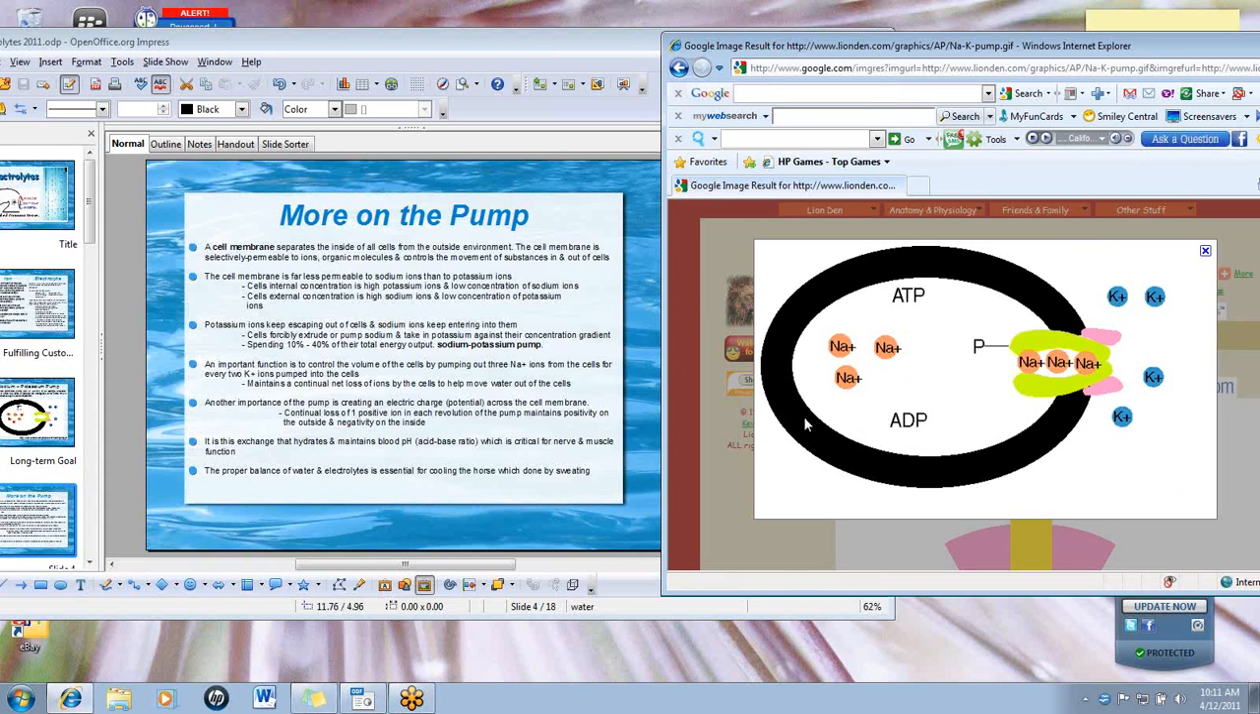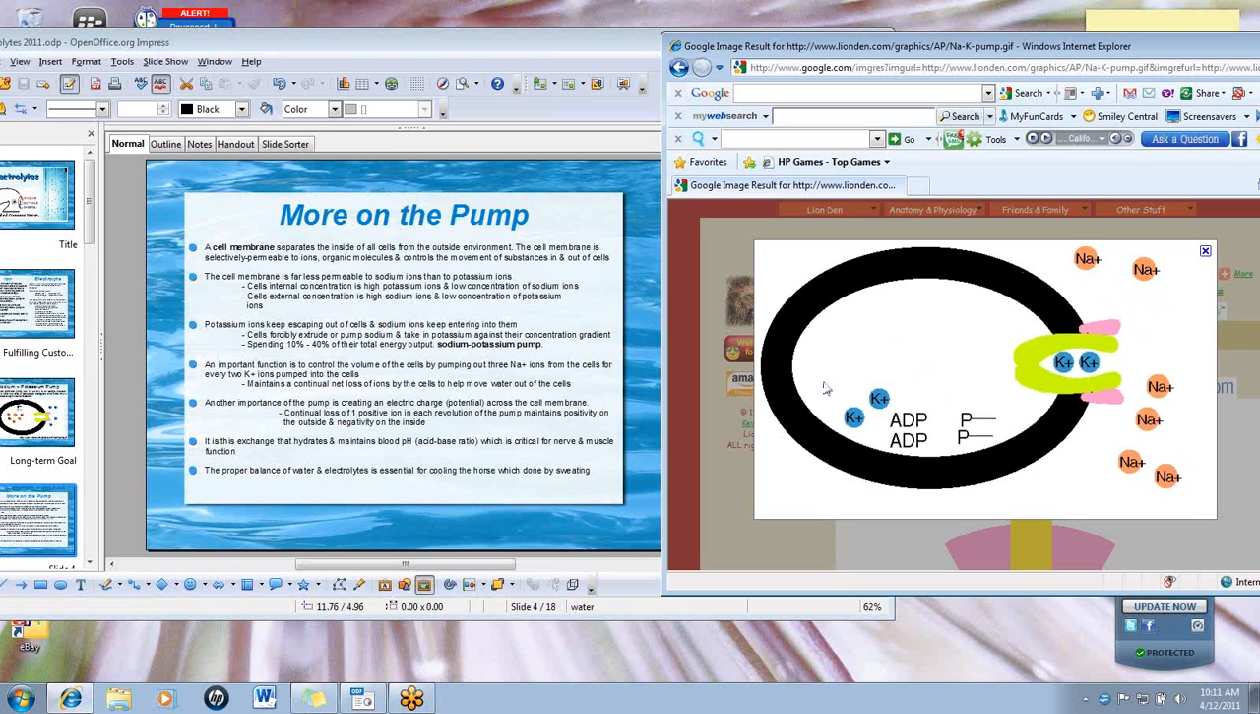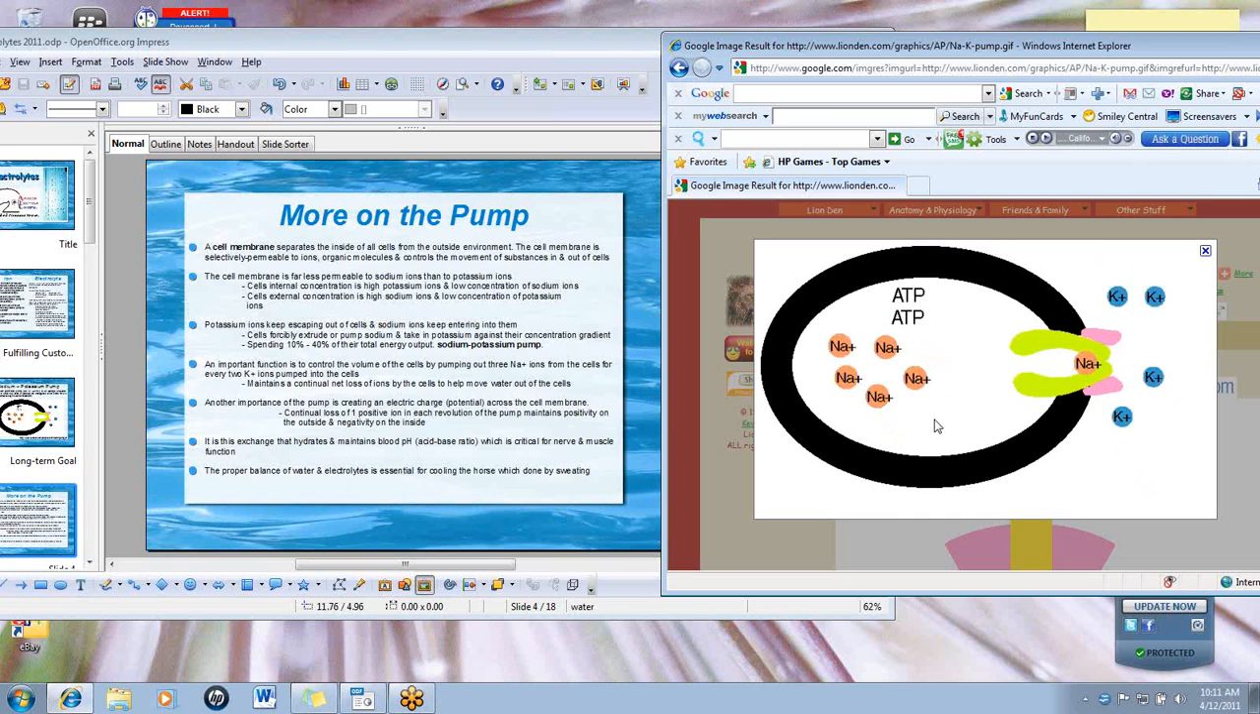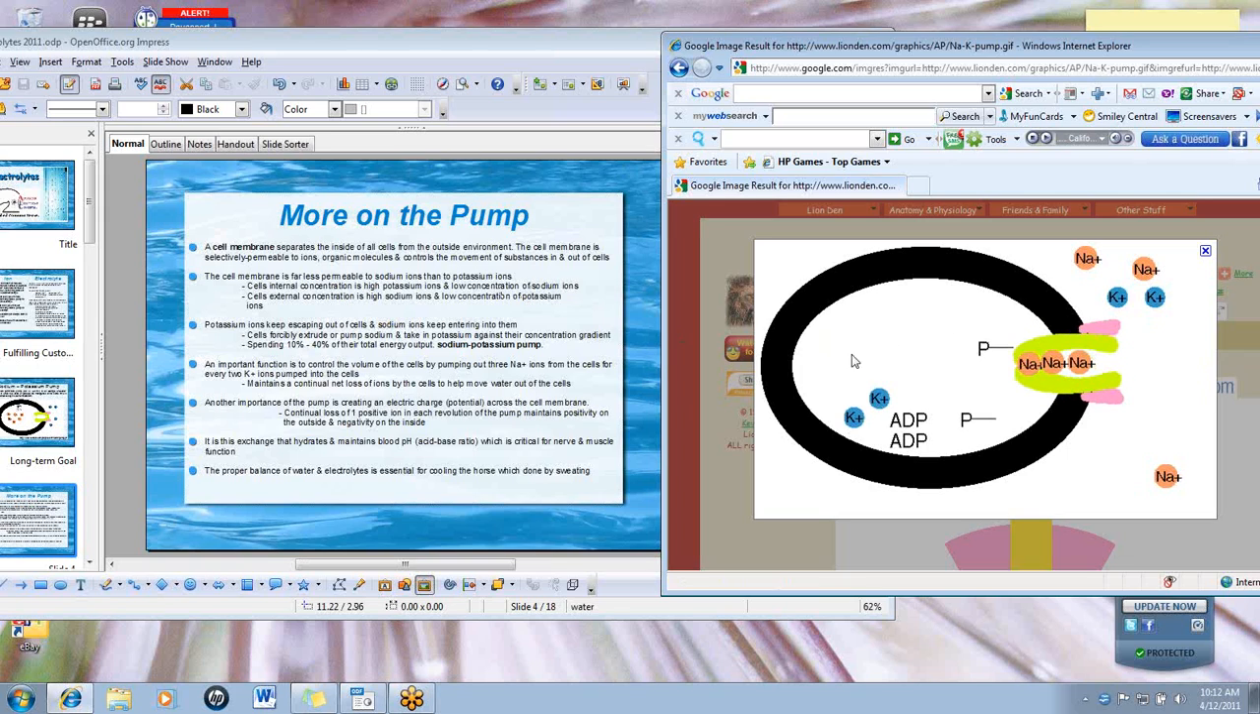The black line is the cell membrane, and it separates the inside of the cell from the outside of the cell. The cell membrane is very selective in what it allows in and out, and moves ions, which is what we're concerned about tonight, organic molecules, and controls, as we discussed, movement of substances in and out of the cell. The cell membrane is far less permeable, in other words, to sodium than to potassium. So potassium moves more freely in and out than sodium.